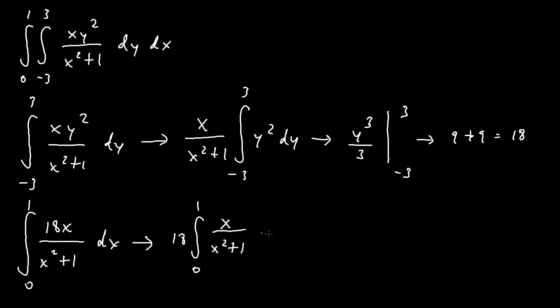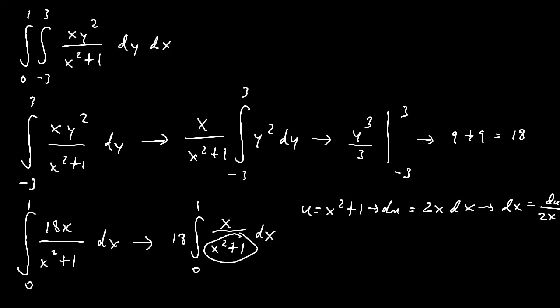And notice it's just a simple u substitution problem. So if u equals x squared plus 1, du is then going to equal 2x dx. So then if we solve for dx, dx is going to be du over 2x. So if I go ahead and plug that in for dx and make x squared plus 1 my u, we will then get the 18 times the integral from 0 to 1 of x over u times dx, which is du over 2x.